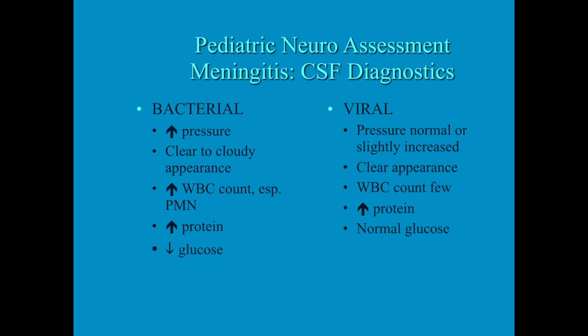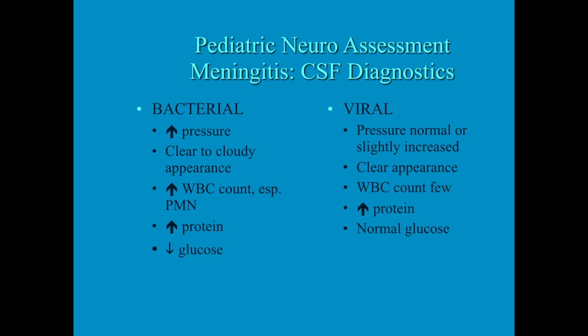Let's compare that with the viral. Pressures with viral meningitis can be normal or just a little bit above normal. Now, unlike the bacterial, this fluid is still going to be clear. There's hardly going to be any white cells because it's viral. Proteins are increased, but look at the glucose. It's normal.